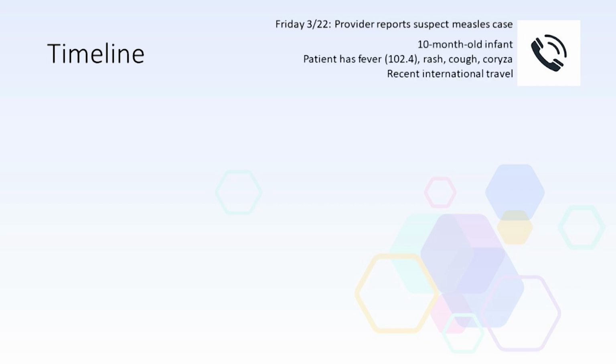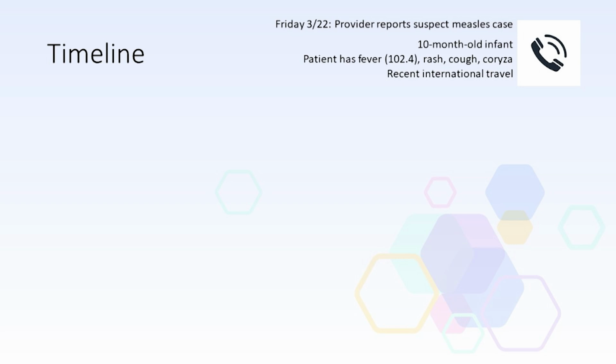We were told that the patient is a 10-month-old infant with a fever of 102.4, a rash that started on the head and face and moved down to the chest, abdomen, and extremities, and cough and runny nose. The infant returned from Pakistan 1 week ago, visiting there for 1 month. The infant came to the ED before March 21st and was admitted early that morning.